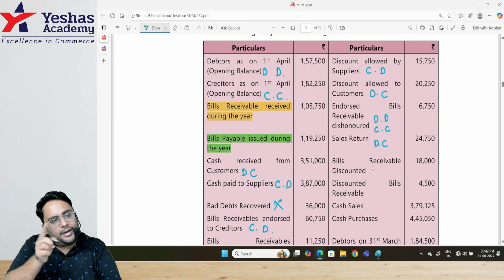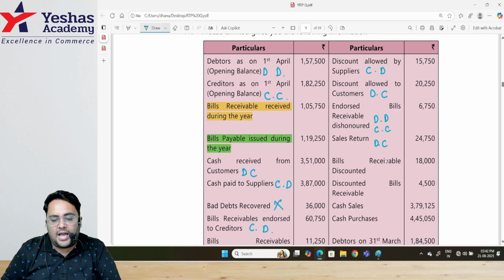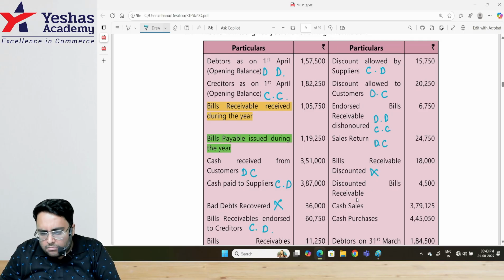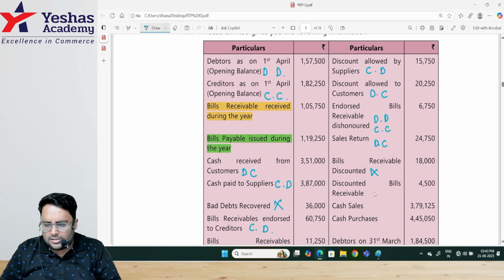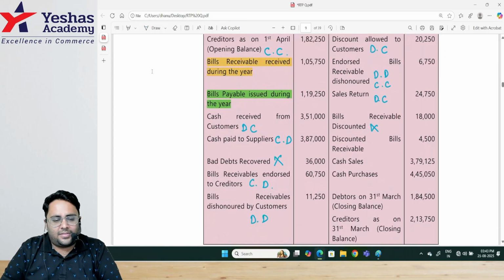Bill receivable discounted. Cash or bank account debit. Discount account debit to BR. Does not give an effect. Discounted bill receivable. Bill receivable discounted. Same thing then. Okay.